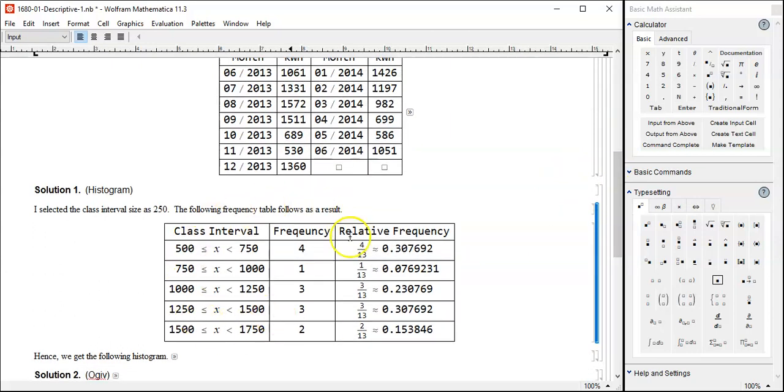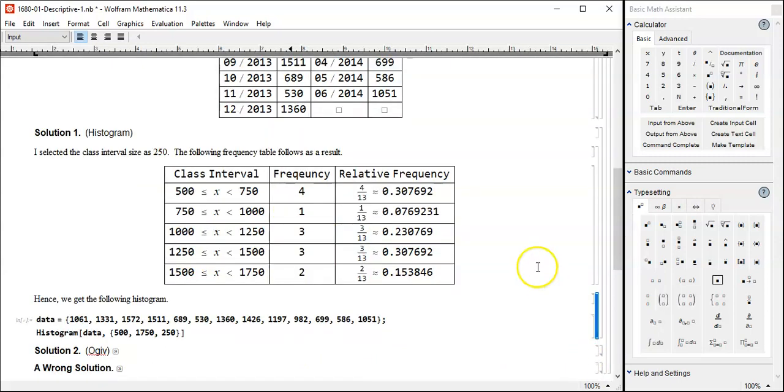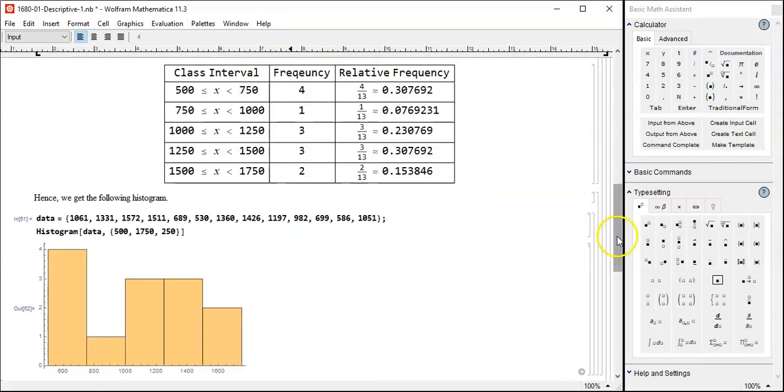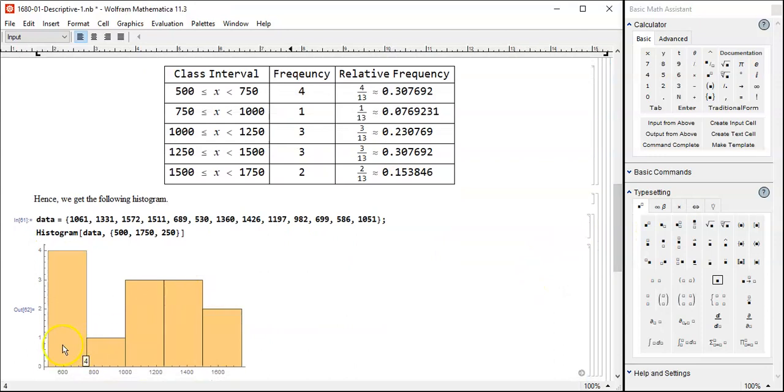Anyway, based upon these frequencies, I get this kind of picture. So from 500 to 750, 4 such months. Between 750 to 1000, 1. And then the next 2 class intervals, 3 and 3 respectively, and then 2. So here is a histogram. Do you see any pattern? No, not really.